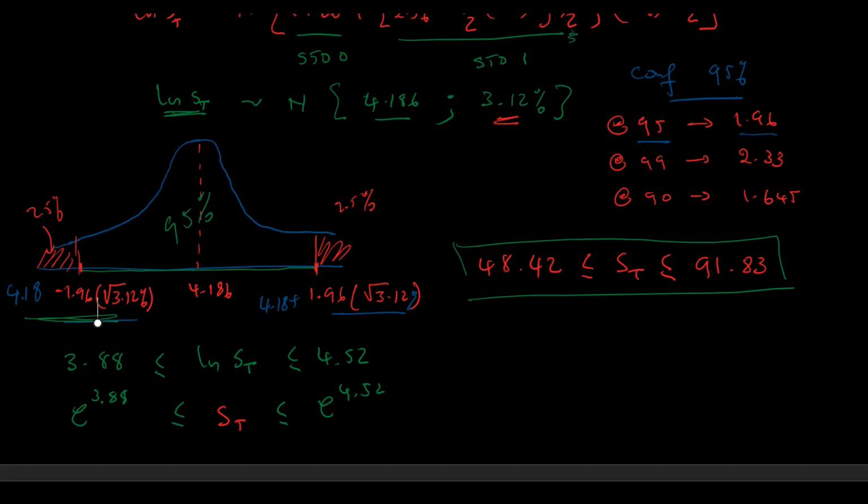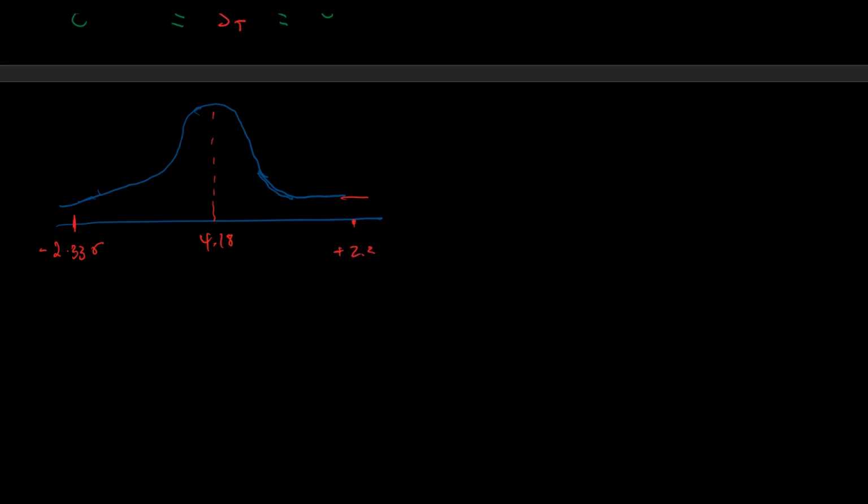Now, if we set, for example, a 99% confidence, what would we have? With a 99% confidence, we would still build our probability curve, and we would be somewhere at the tail end here. We would still have the mean, and the mean is not going to change, it's going to be 4.18. But we would have minus 2.33 standard deviations, and here we would have plus 2.33 standard deviations. And the standard deviation we know is the square root of the variance, which is 3.12%. And here we're going to do the same, multiply that by the square root of 3.12%.